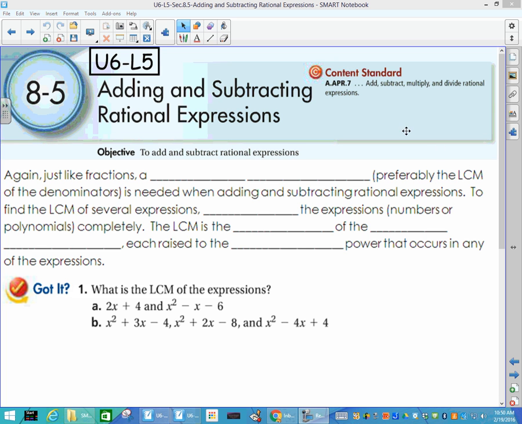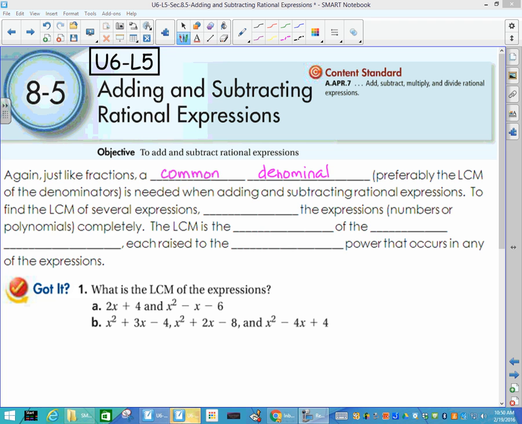Okay, today I'm covering Lesson 5 of Unit 6, which correlates to Section 8.5 out of our textbook. We will be adding and subtracting rational expressions. And if you remember, rational expressions are basically just fractions that have variables in them. So, just like fractions, when we add and subtract, we've got to have a common denominator.